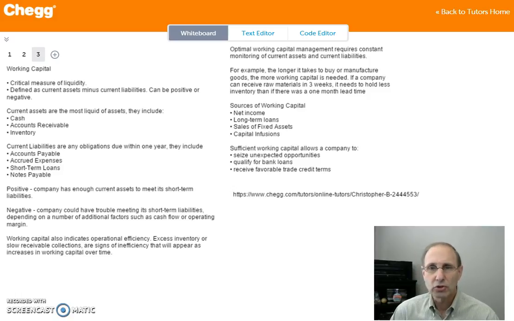So what are the sources of working capital? Well, net income, proceeds from long-term loans, sales of fixed assets, as well as capital infusions from stockholders.